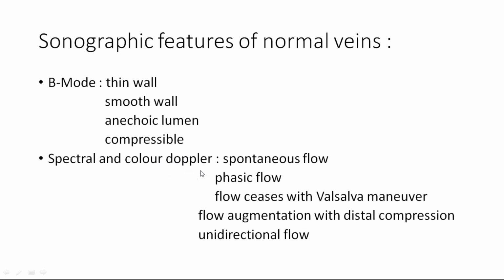Spectral Doppler shows the velocity in the vessels, and color Doppler shows the color filling in the vessel, which represents that there is flow in the blood vessel, and the direction of flow can be assessed by color Doppler. The spectral and color Doppler features show spontaneous flow and phasic flow. Phasic flow means it varies with respiration and decreases with the Valsalva maneuver.